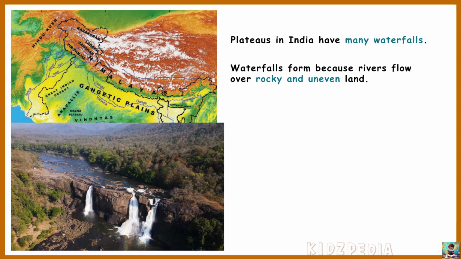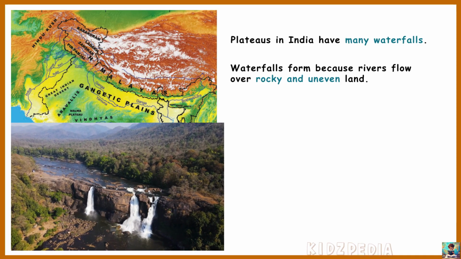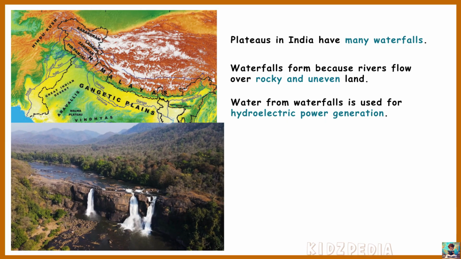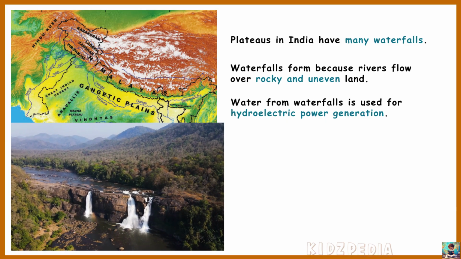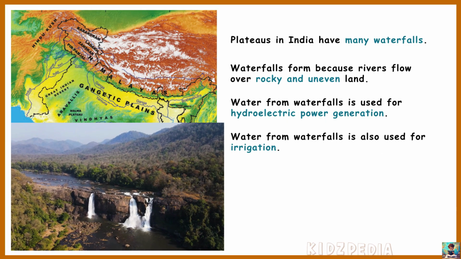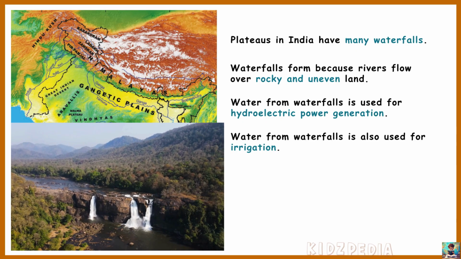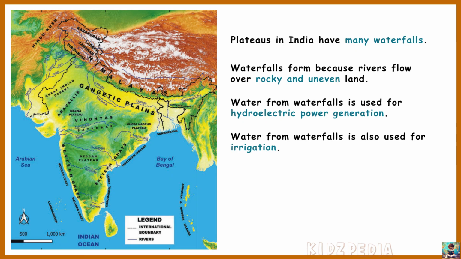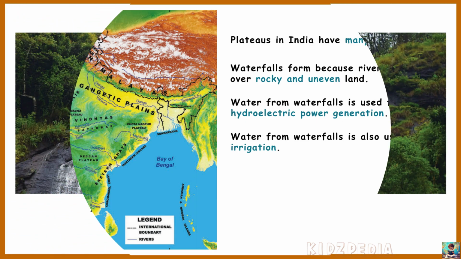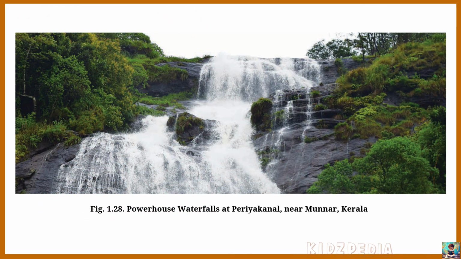These waterfalls are not just lovely to see. They also help us in two important ways. First, the water can be used to generate electricity, called hydroelectric power. Second, it provides water for farms so crops can grow. So, waterfalls and plateaus are both beautiful and useful. Figure 1.28: Powerhouse waterfalls at Periyakanal near Munnar, Kerala. So, powerhouse waterfalls are located near Munnar in Kerala.